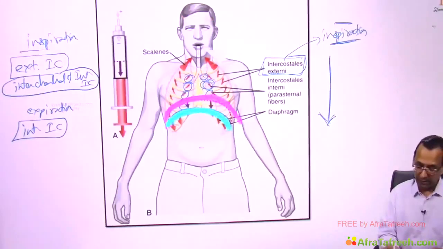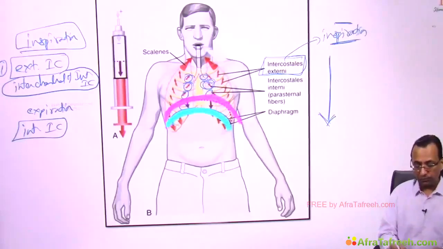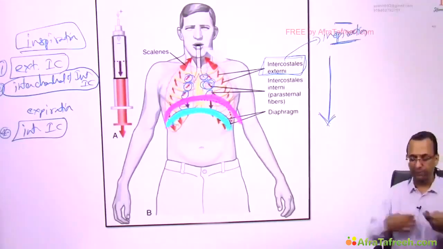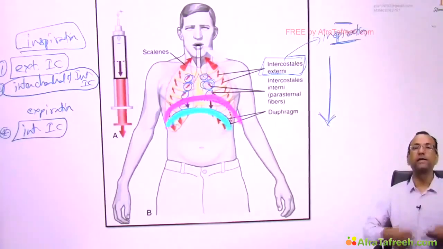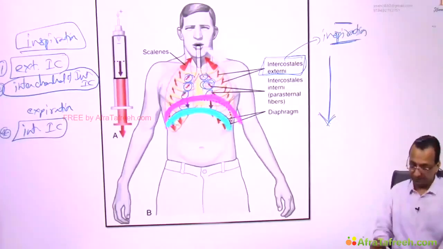So inspiration is done by two muscles: the external intercostal and also the internal intercostal. Though the internal intercostal is majorly working for expiration, not the interchondral portion. Whatever is in the costal cartilage region helps the external intercostal for inspiration.